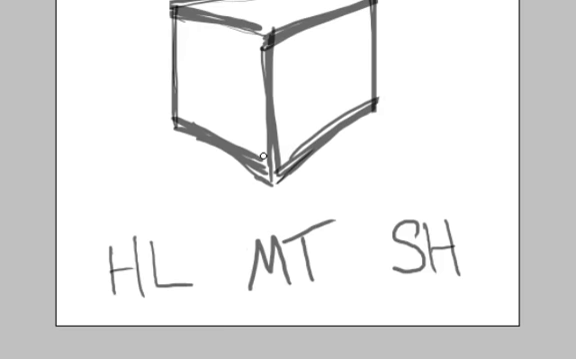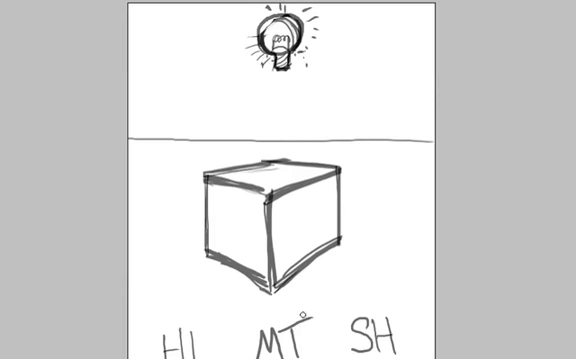So let's get right into it. Let's look at this cube and see about finding out where the highlight, midtone, and shade would go on this. Okay, so we've got our light bulb here. Let's imagine that our light bulb is hovering directly above this cube. It's not off in the distance, it's not between us and the cube, it's just directly above.